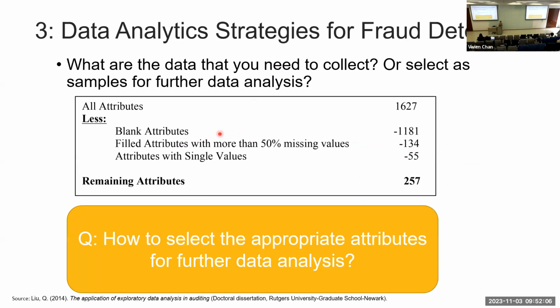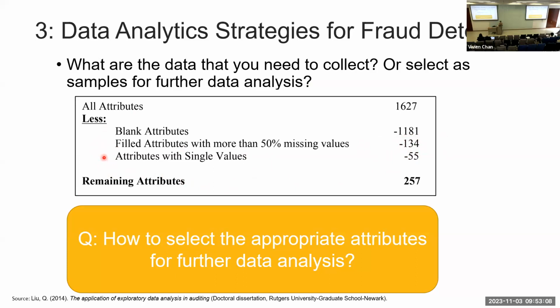So first of all, all these are the discoveries from the EDA process. They looked at the attributes and found that more than half of the attributes were blank, that means no entries. Of course, these could be removed. Then they found that even among the attributes with values, over 100 of them had more than 50% missing values, so they decided to remove them. And finally, they found that there are some attributes with only single values. I think for the first two, it's easy to understand. So for the third one, attributes with single values.